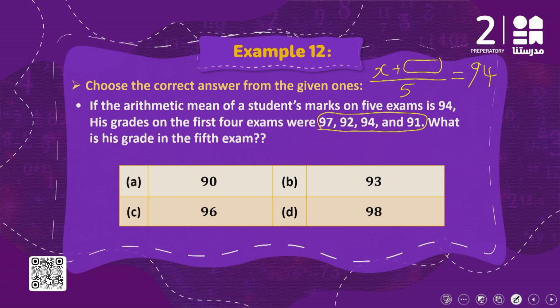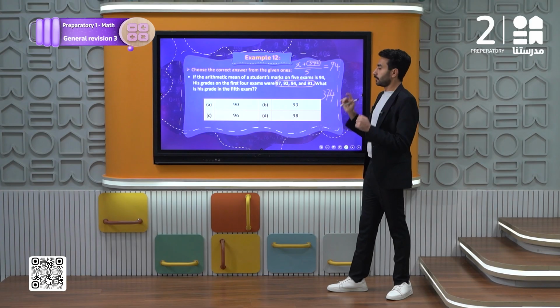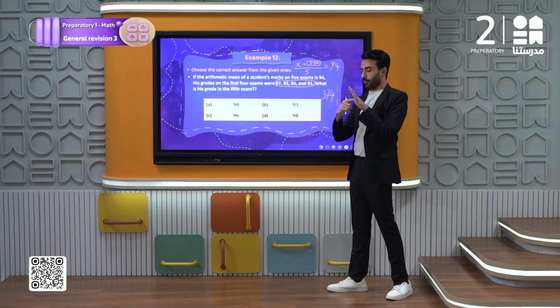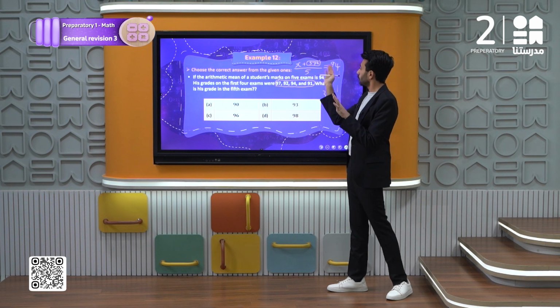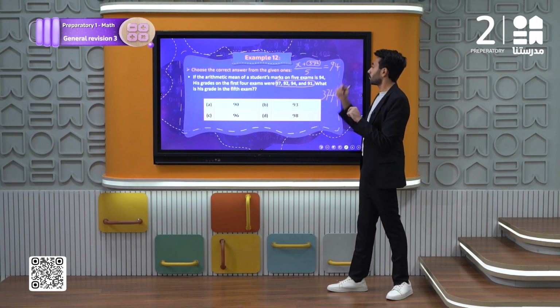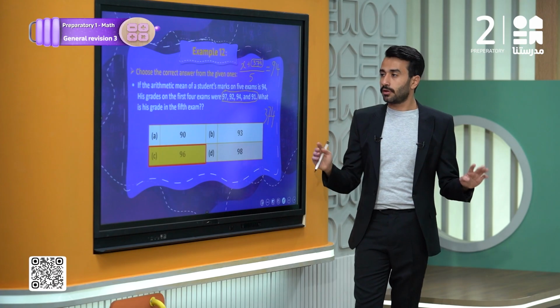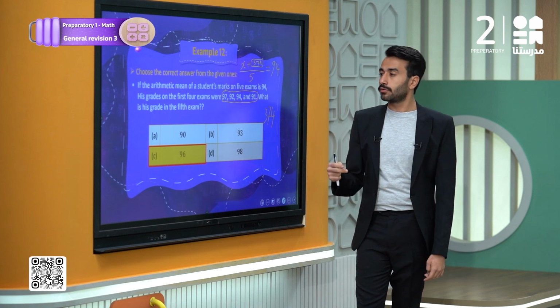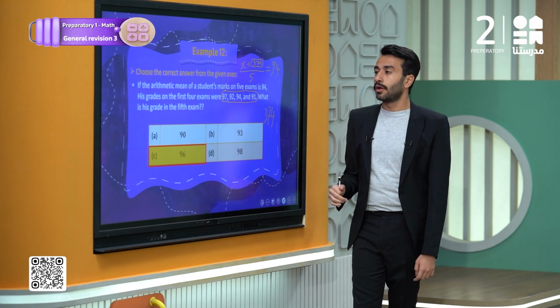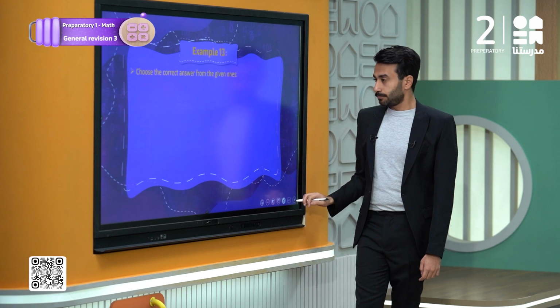1 and 2 and 4 which is 7, and 7, 14. Then for the tens, you have 9 repeated 4 times, 36, 37. So this is 374. So x and the 4 values, which are for the 5 exams, over 5 exams as we said, equal 94. You can solve this equation normally and then you can find x. This is equal to 96. Simply like the other questions, but here you will use the calculator more because we have a lot of big values.